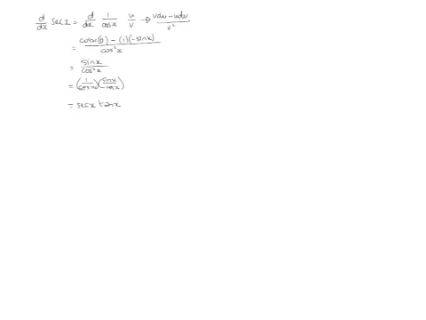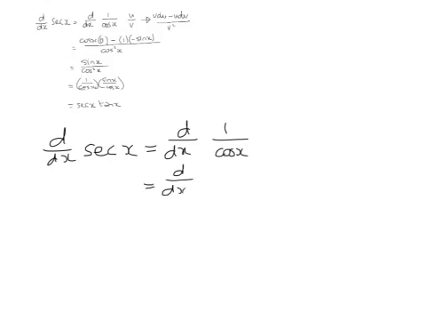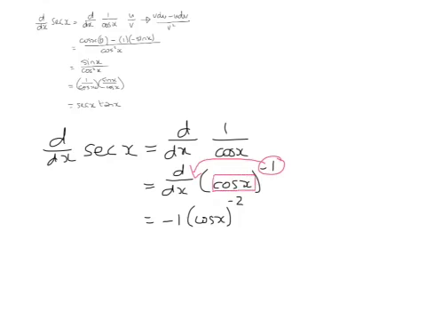We can do it like this. The derivative of sec x is the derivative of 1 over cos x, which is the derivative of cos x to the minus 1. Now instead of using the quotient rule, I can use the chain rule. So the minus 1 can come down and the power changes to minus 2. Minus 1 cos x to the minus 2. And then the chain rule says that we have to multiply by the derivative of the thing inside. And the derivative of cos x is minus sine x.